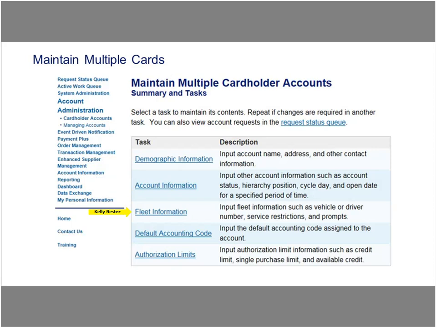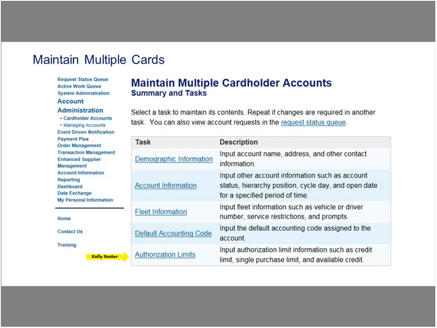I'm not sure if you all use fleet information, but you can update that here as well. You can also update the default accounting code. And then also under account information is the status. So to the question earlier about closing multiple accounts, you can do that under account information. And then finally, authorization limits.